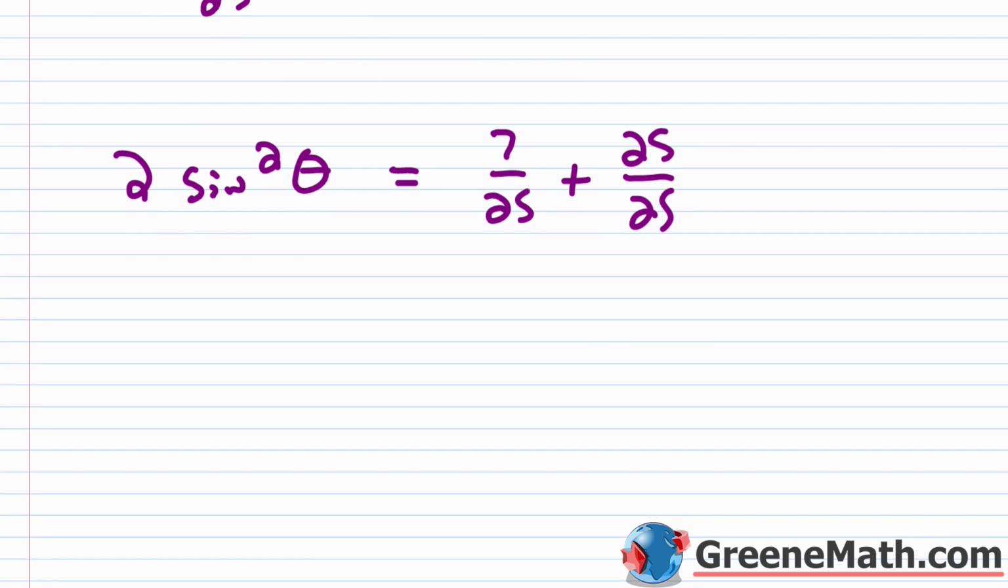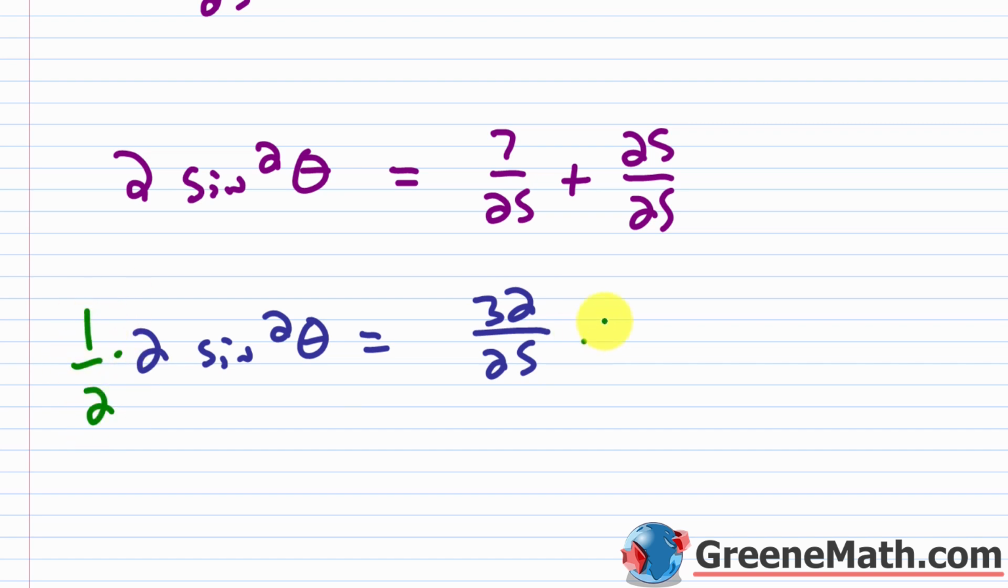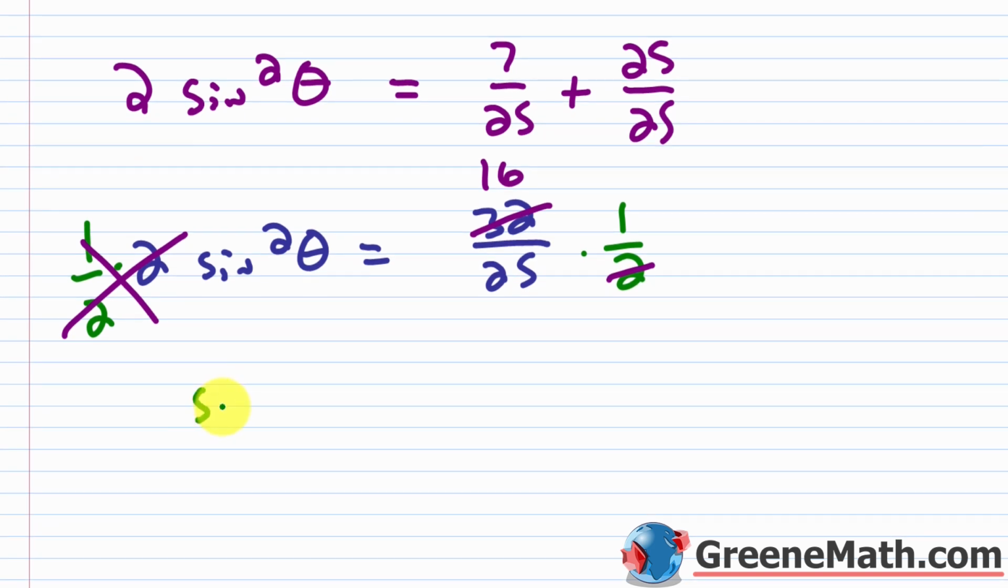So I would have over here 2 times sine squared theta is equal to 32 over 25. I have this 2 that I want to get rid of, so I can multiply both sides by a half. So let's multiply this side by a half and this side by a half. And basically, this is going to cancel out. And over here, this would cancel with this and give me 16. Okay, so now let me keep scrolling down here. We have that sine squared theta is equal to 16 over 25. Okay, so you have to take the square root of each side.